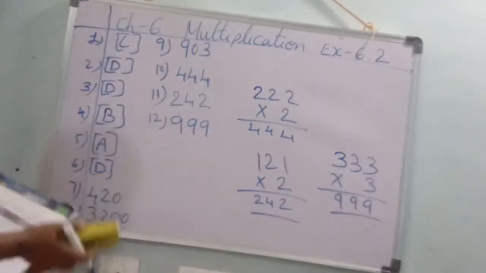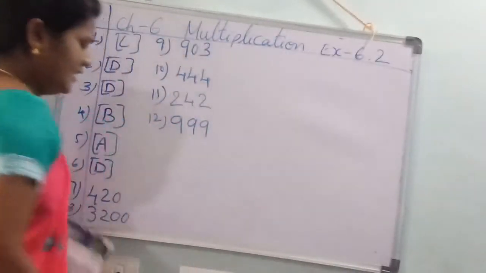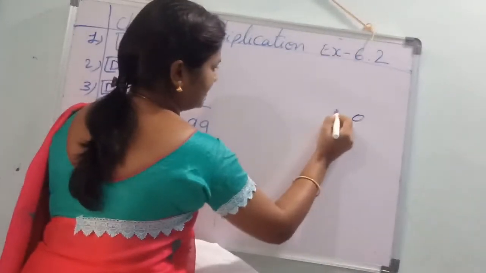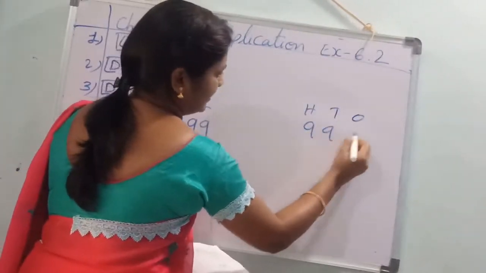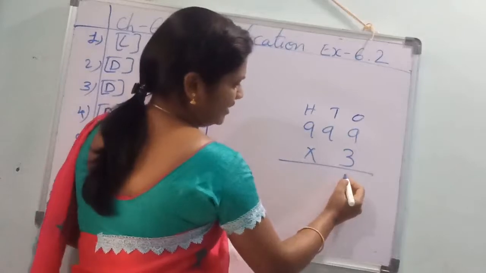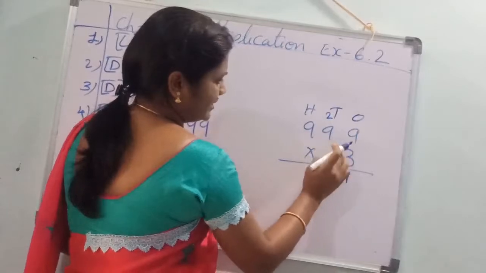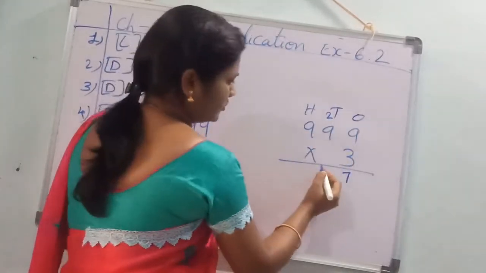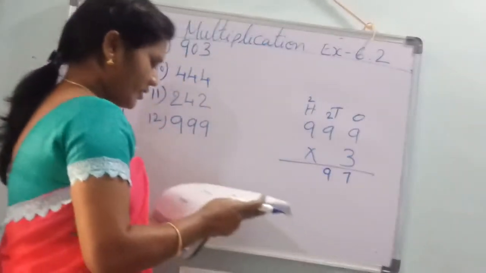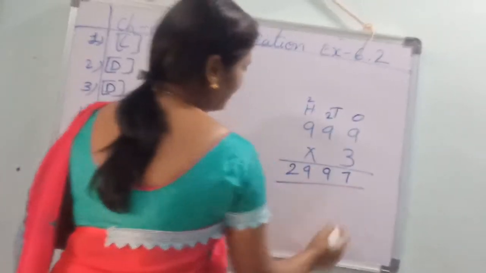Copy and practice. See, 999 into 3. Ones, tens, hundreds. 3 nines are 27. 7 here, 2 carry forward. 3 nines are 27, 27 plus 2, 29. 9 here, 2 carry forward. Again, 27 plus 2, 29. What is the product?